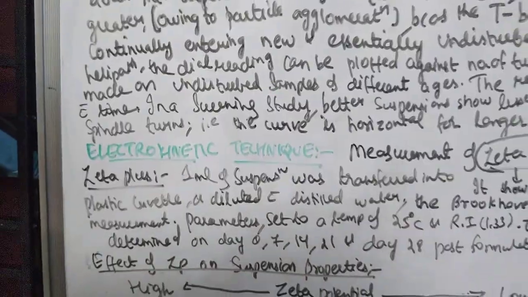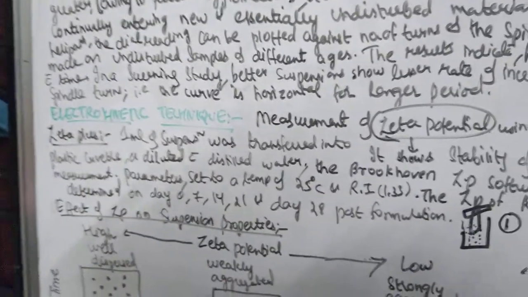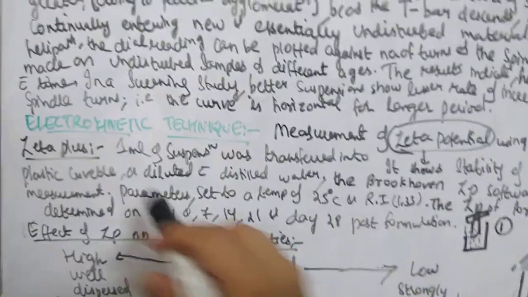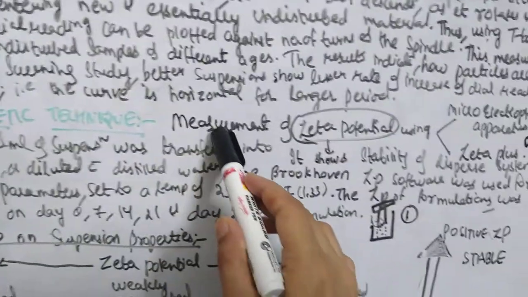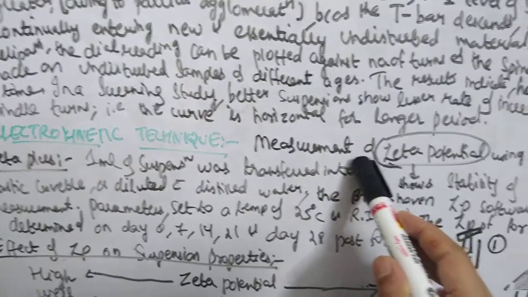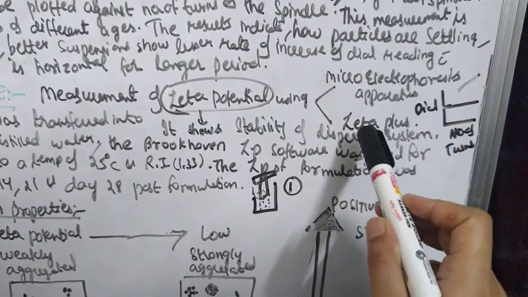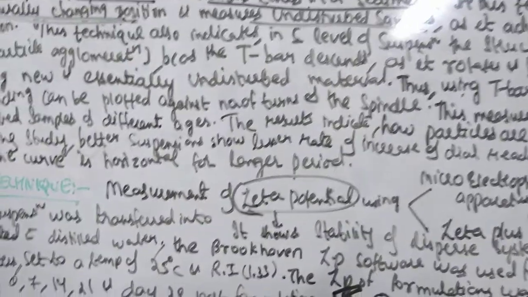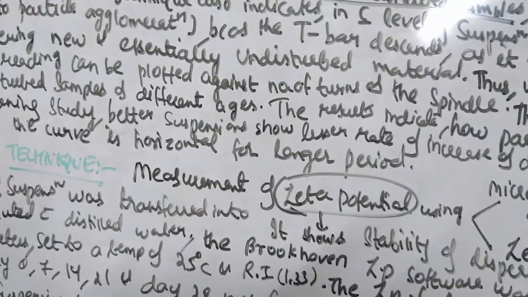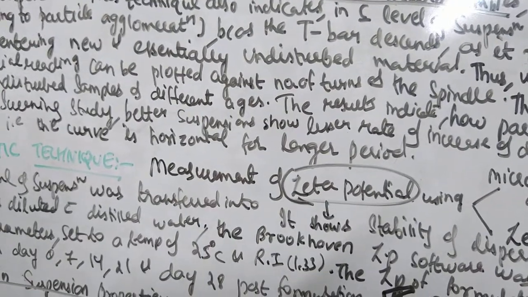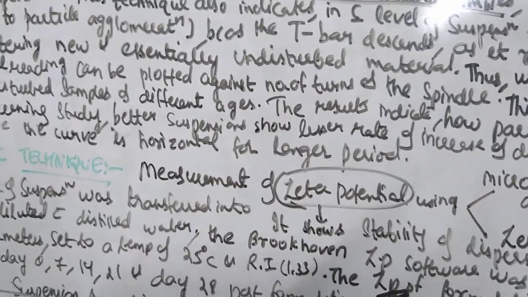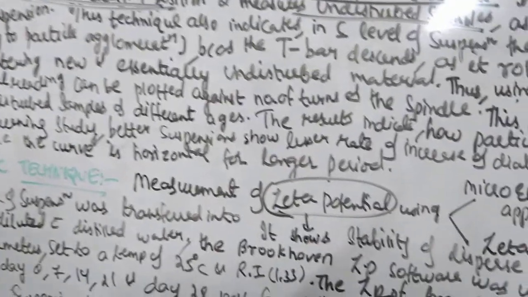Okay, next coming to your electrokinetic technique, which measures the zeta potential. In this electrokinetic technique, measurement of zeta potential is done using a microelectrophoresis apparatus or your Zeta Plus. You have both apparatus for measuring your zeta potential. Here, the migration velocity of the particles can also be measured. The unit for zeta potential is volts.